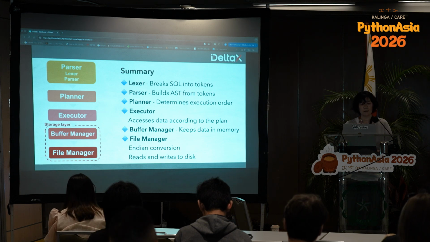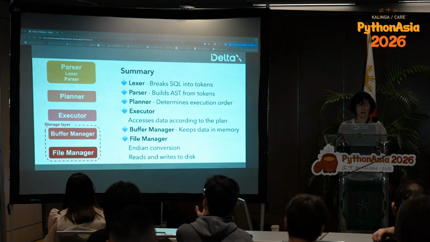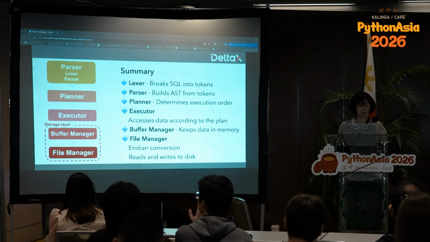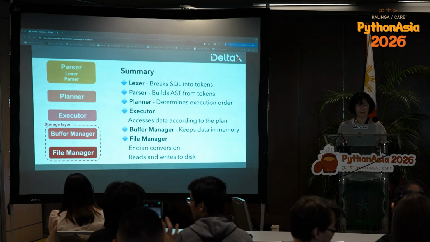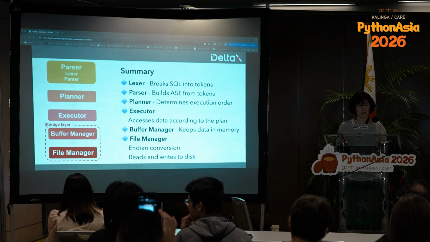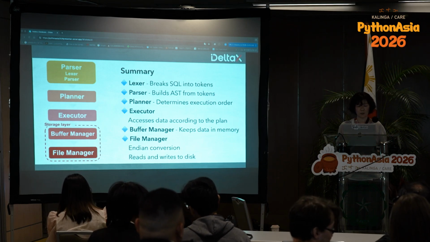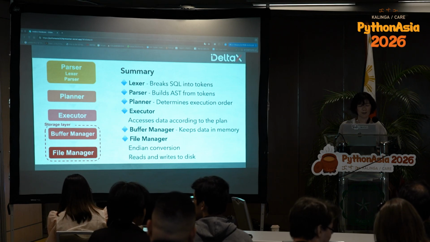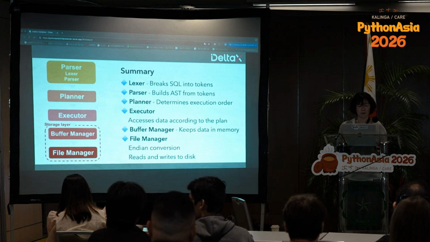Summary is, the lexer breaks SQL into tokens. The parser builds an AST from tokens. The planner determines the optimal execution order. The executor accesses data according to the plan. The buffer manager keeps data in memory. And the file manager handles endian conversion and reads and writes to disk. I hope you understand that many mechanisms are working behind a single line of SQL.